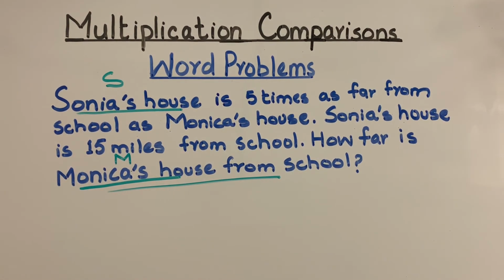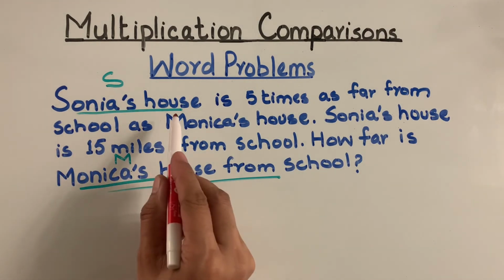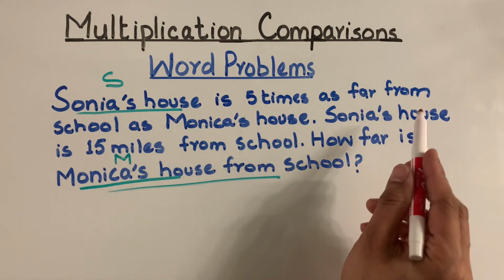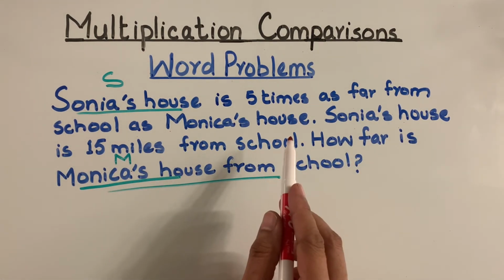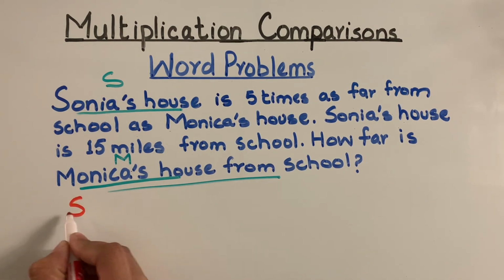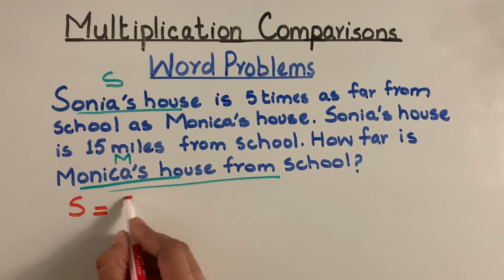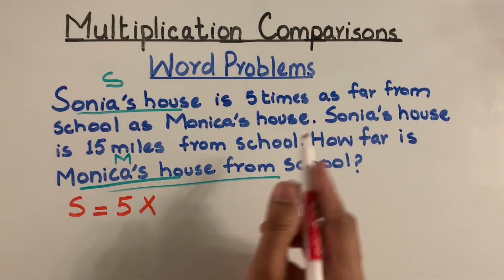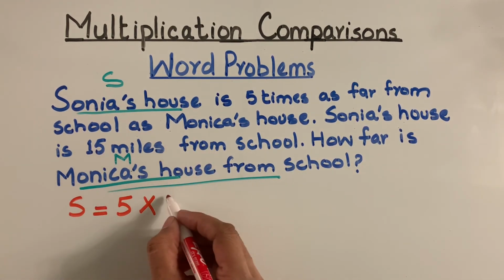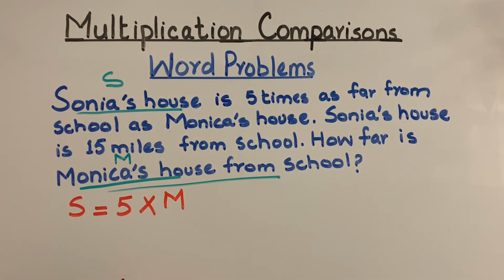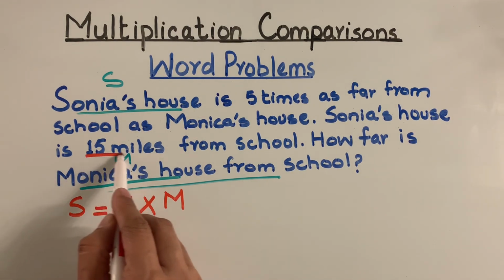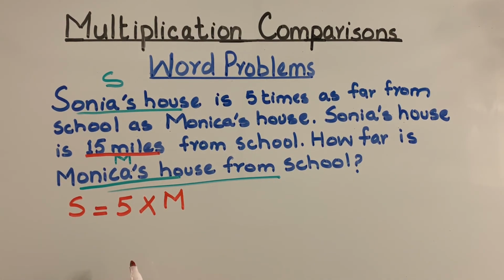Let's read the sentences carefully and convert them into an equation. Sonia's house is 5 times as far from school as Monica's house. So for Sonia, Sonia's house is 5 times as far from school as Monica's house, right? Now read the second sentence. Sonia's house is 15 miles from school.